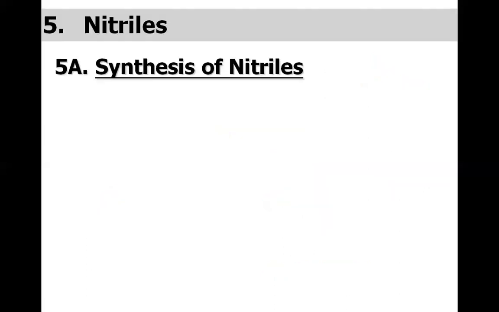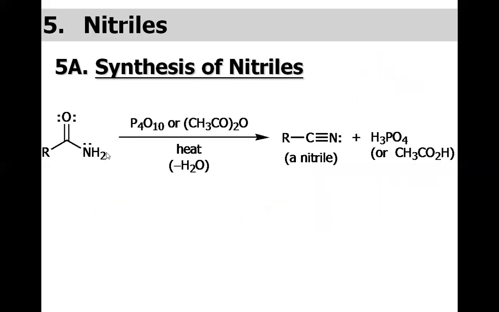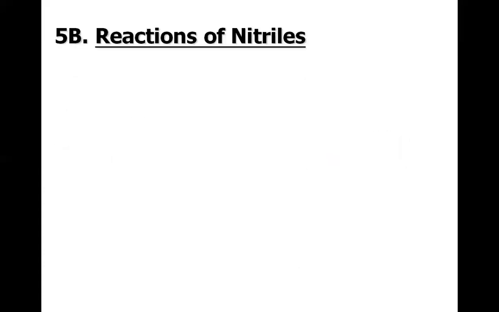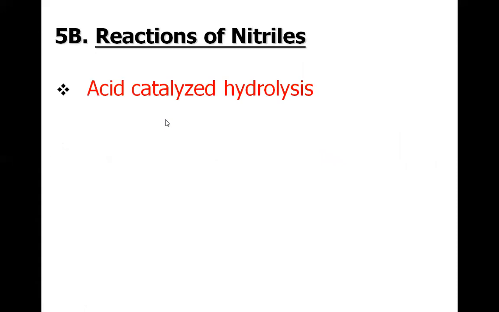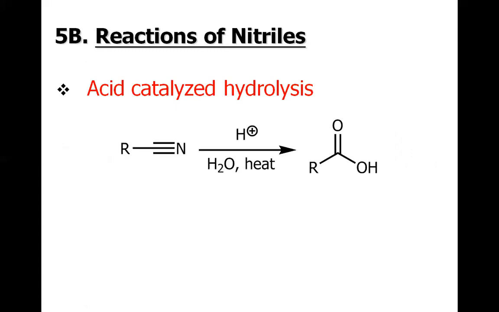Now let's discuss the chemistry of nitriles. In the synthesis of nitrile, we have the same reaction that we discussed for the reaction of amide. That is, if we dehydrate the amide, we will get the nitrile. So we are not going to discuss further, as we have already discussed under the heading of amide. Now let's discuss the reactions of nitriles. So again, the hydrolysis of nitrile, and we have both versions, the acidic version and the basic version of the hydrolysis. So let's begin with the acid catalyzed version.